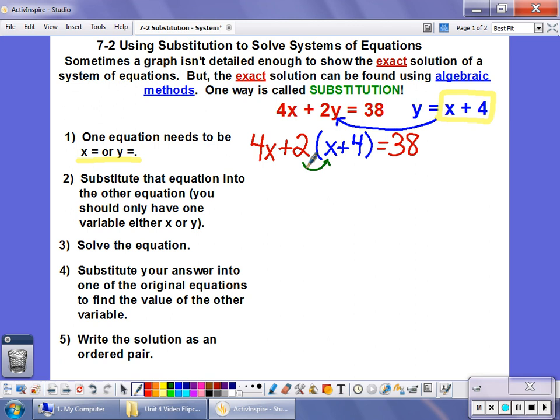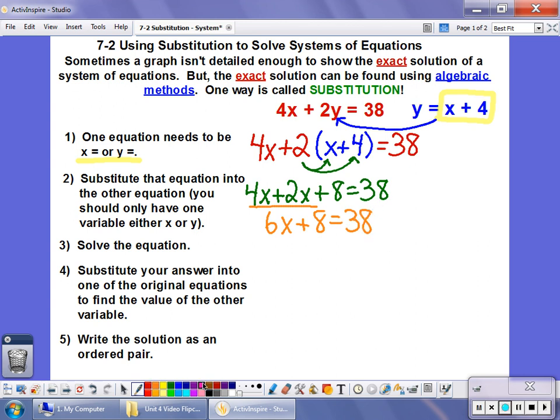I'm going to start off with my distributive property, and then I get 4x plus 2x plus 8 equals 38. Then I'm going to combine like terms, so 4x plus 2x gives me 6x. I need to get my x's all by themselves, so I'm going to take that 8 and subtract it from both sides. I get 6x equals 30. And to finish this off and find out what x equals, I divide both sides by 6, and I find out that x equals 5.